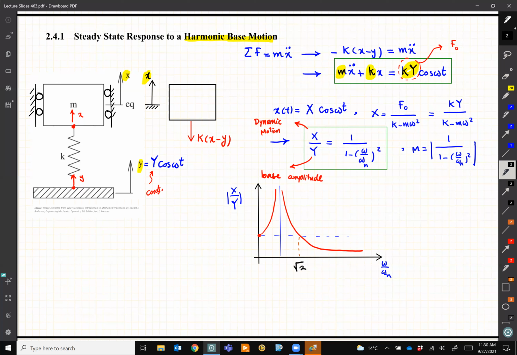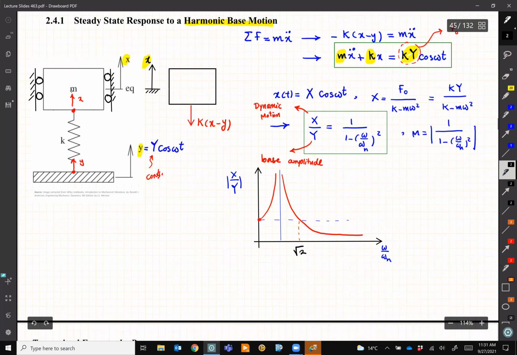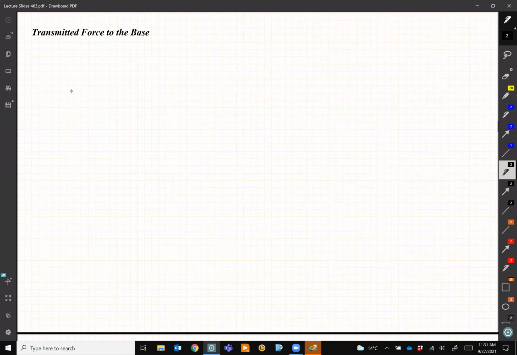Okay, so now we want to do something else with these things. We are interested to see how much force is being transmitted to the base. Why? Because let's say this is a car and I'm interested to know how much force from the vibration is transmitted to the chassis of the system, because later I'm going to design some brackets or other things. So I'm interested in the forces that are transmitted either to the base, or the same force, the reaction force to the main mass. So we are going to talk about the transmitted force to the base.